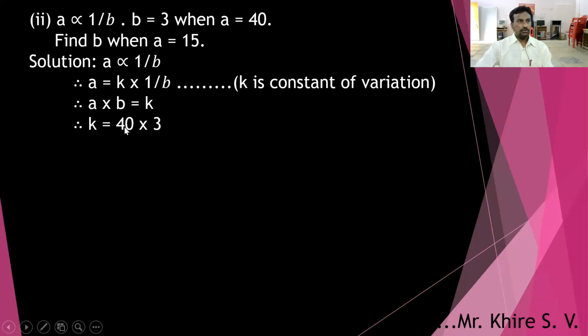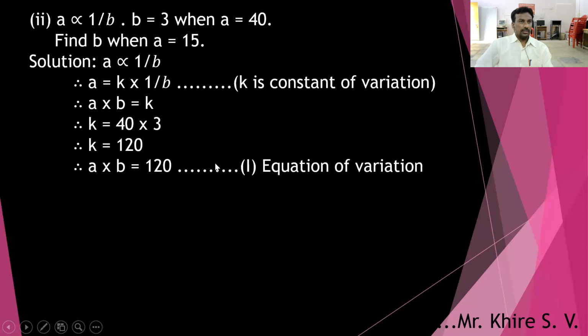Then K is equal to 40 into 3, because we put the values of A and B here. 40 into 3 is 120. Therefore the value of K is 120. It is a constant value. Now the equation of variation will become A into B is equal to 120, with the value of K as 120.